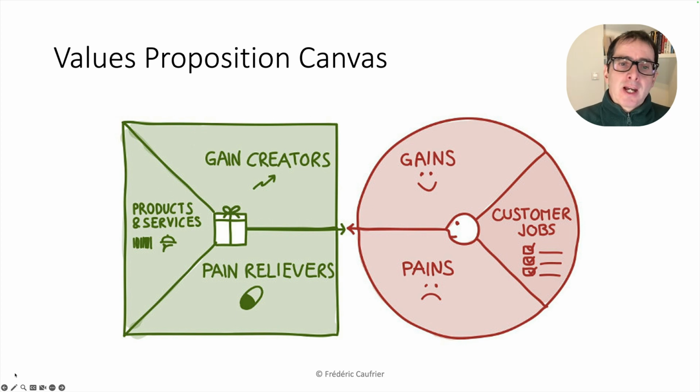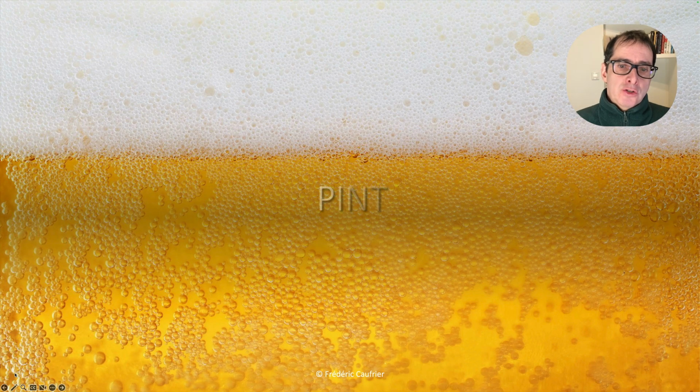By doing so, you get to elements that create more gain or that relieve the pain, or end up with products and services that especially get the customer jobs done faster and easier. So that concludes the PINT framework.